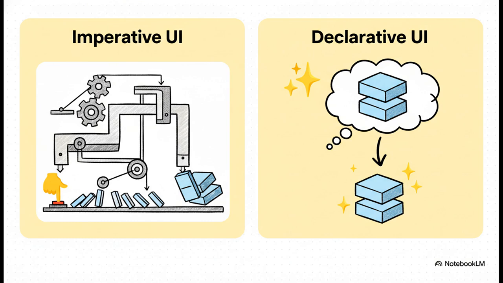A lot of us are used to the imperative style, right? Where we write code that manually tells the UI how to change, step by step. But Compose just flips that whole idea on its head. With a declarative style, you just describe what the UI should look like for any given state, and the framework itself figures out how to make that happen.